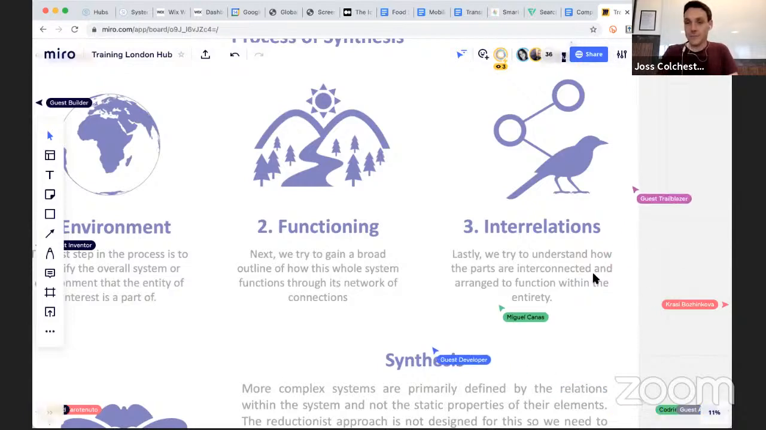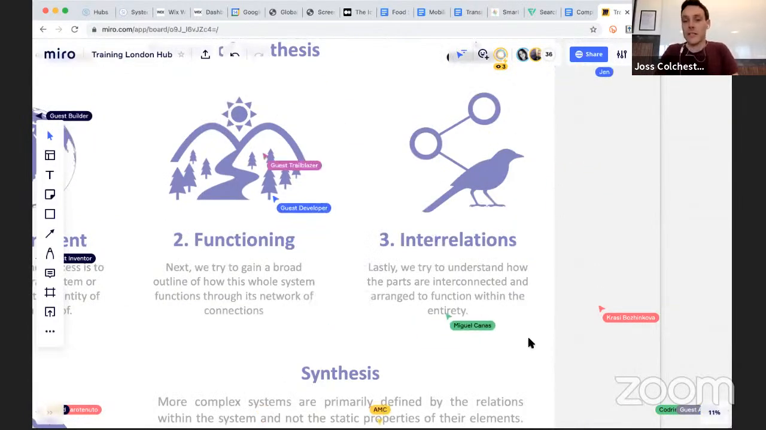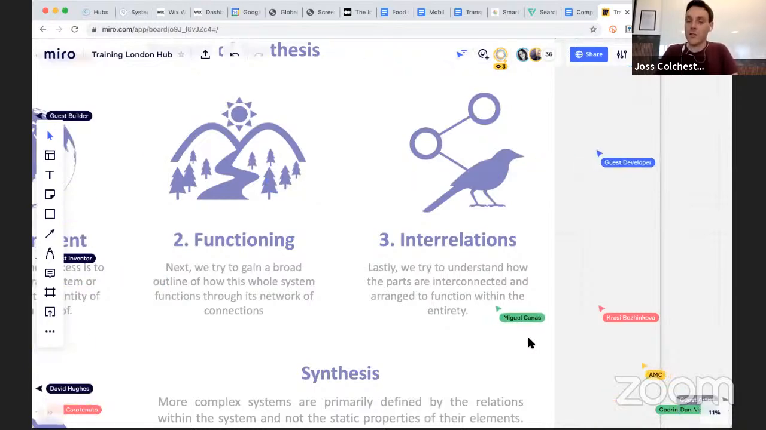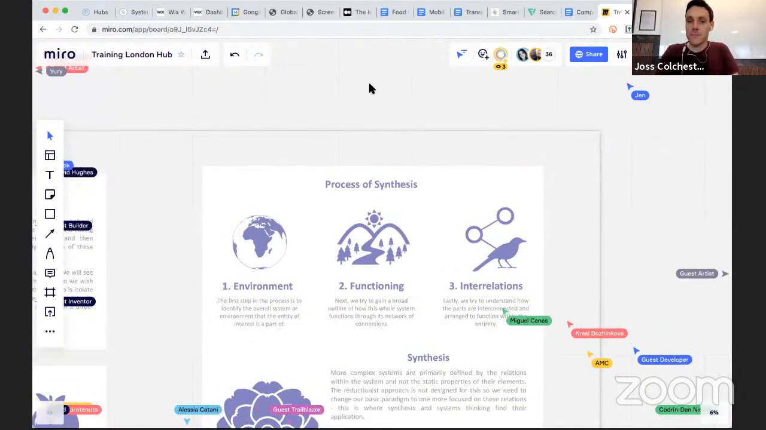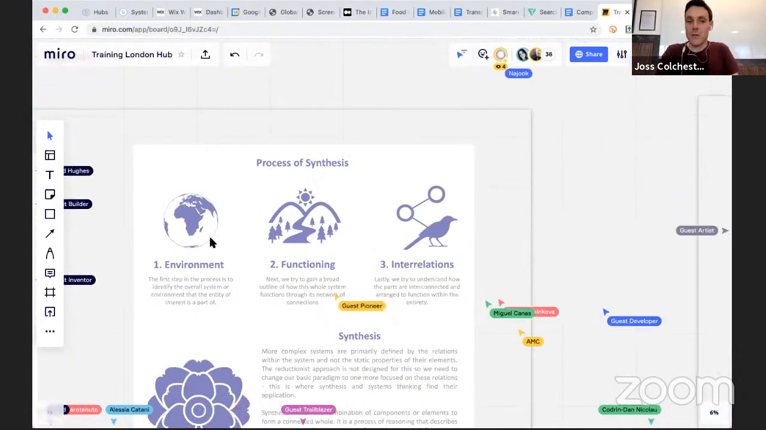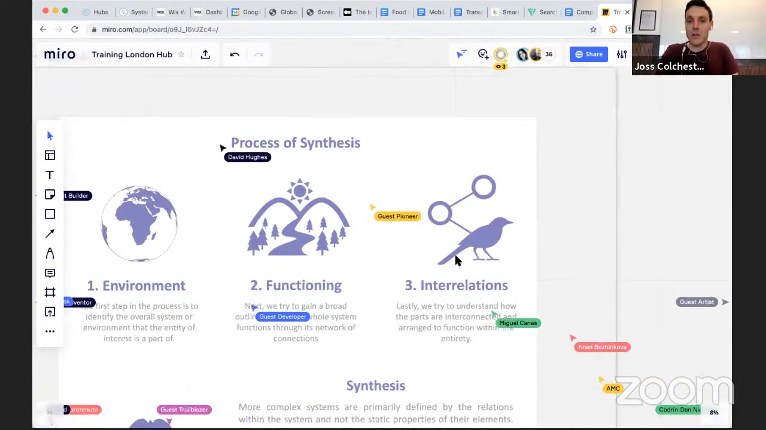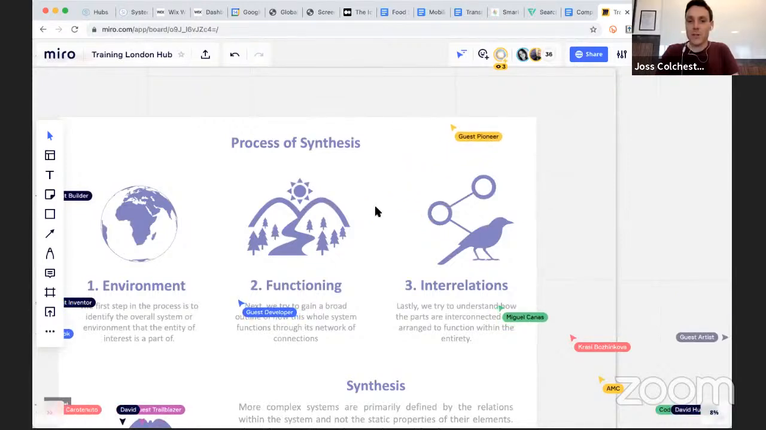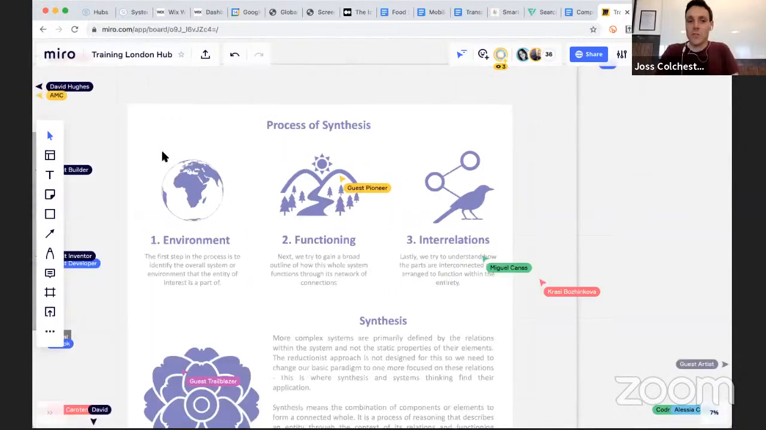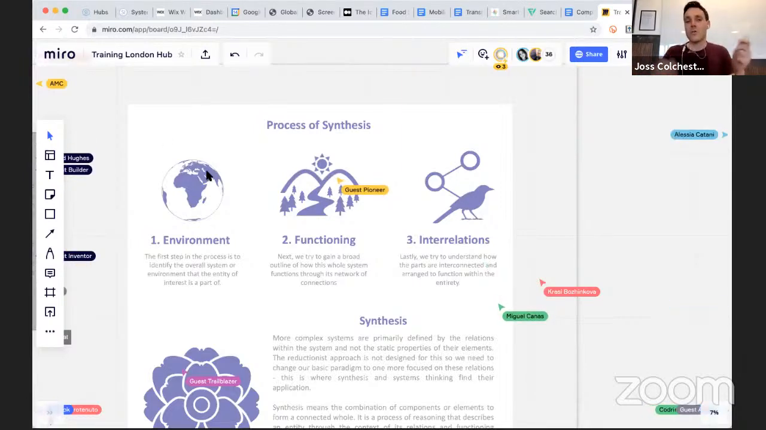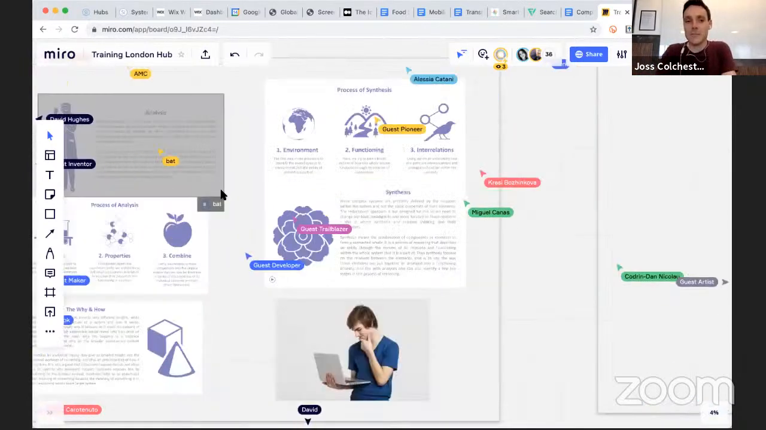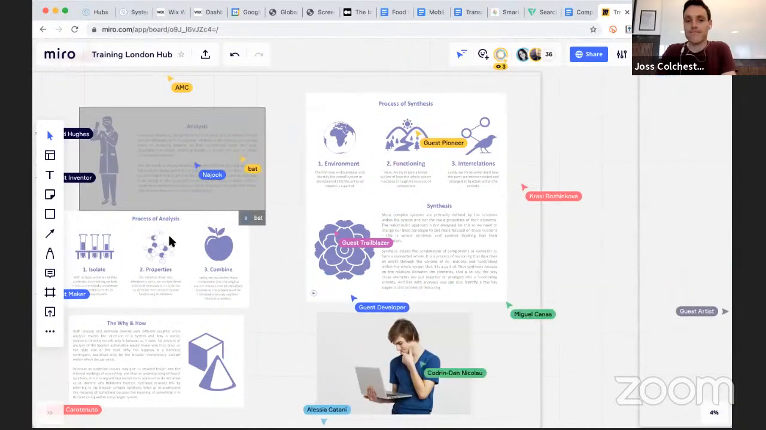And then lastly, we try to understand how the parts are interconnected and arranged to function within the entirety. So we've got a whole ecosystem, and there are processes going on in that whole ecosystem, and that creates opportunities, little niches, right, where creatures can exist and perform some function within those niches, within that overall system. So it's holistic. It's looking at the whole and asking how do the parts interrelate to form the whole, instead of analysis, which is taking things apart.